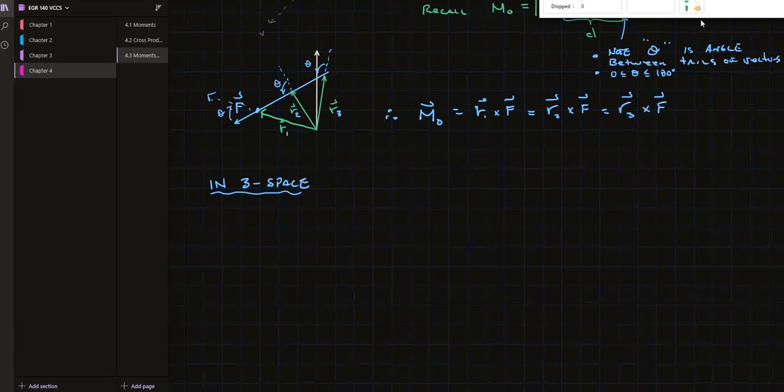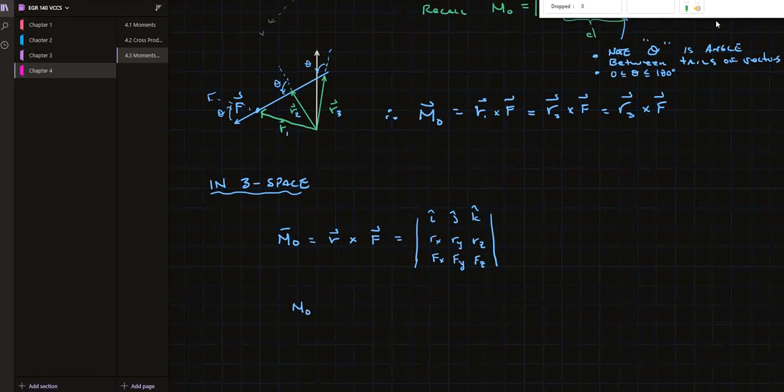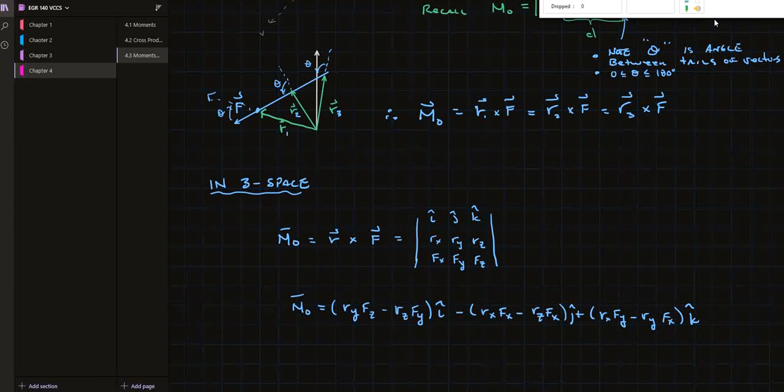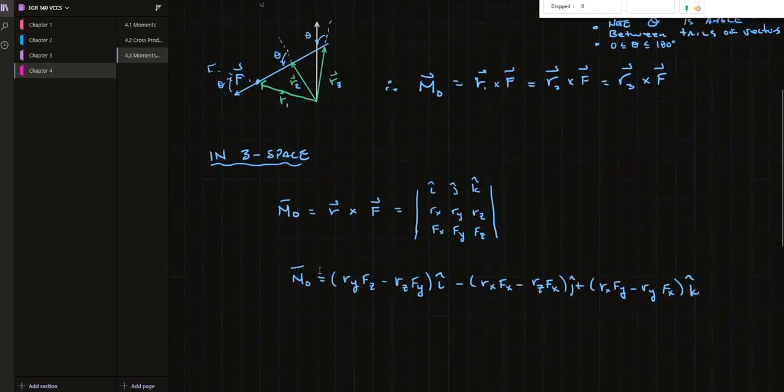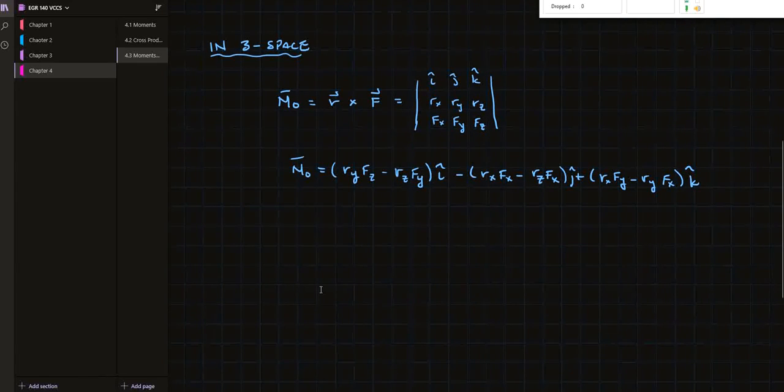So in 3 space, we can do this as R cross F, and again, equals the determinant of this, which means that MO equals this result. So you can memorize this if you want, but I don't think there's any point. It's easy enough to derive it when you need it. Let's do an example.